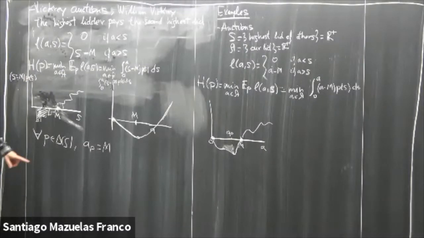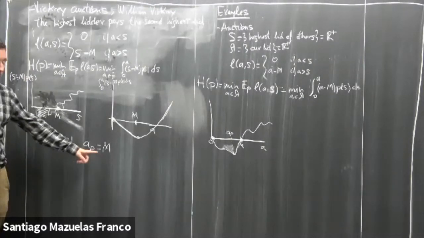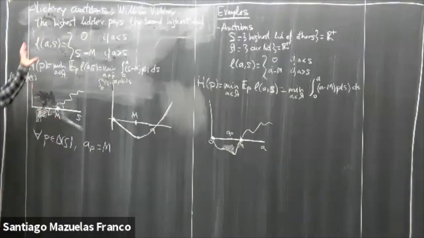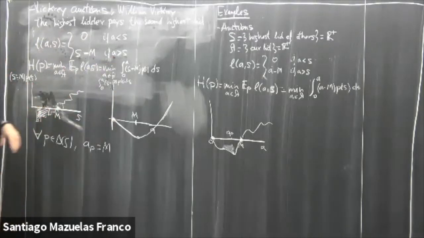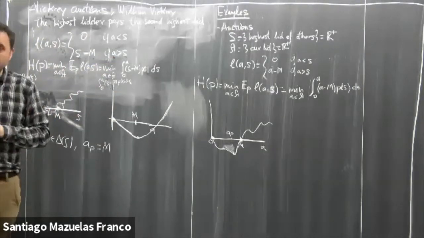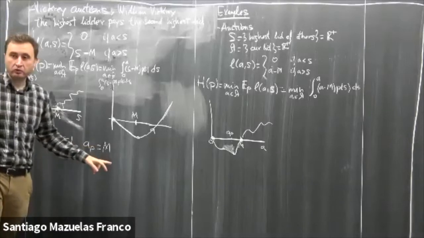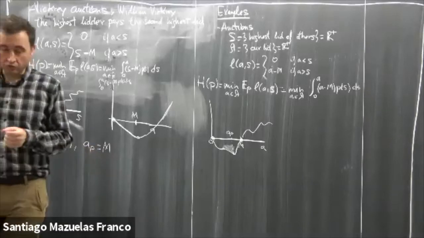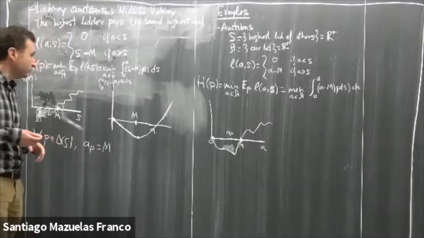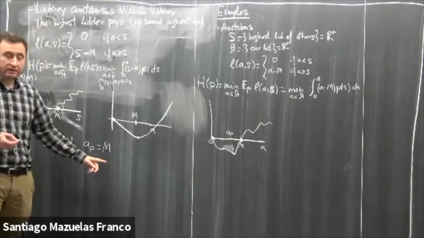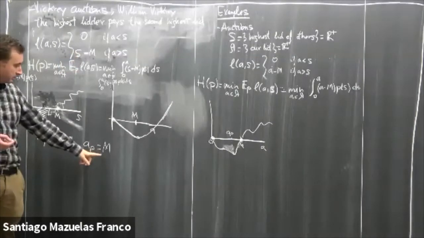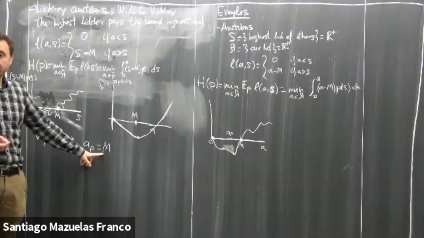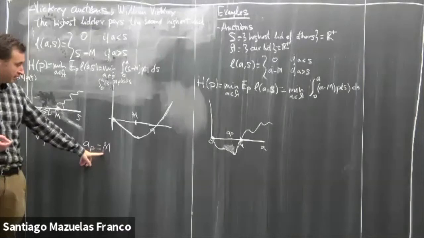So, we reached this conclusion using this expected minimization approach, integrals, and so on and so forth. But to reach this conclusion, you don't really need to use all these integrals, just a little bit of thinking about the problem. And then the best thing you can do is to choose M.